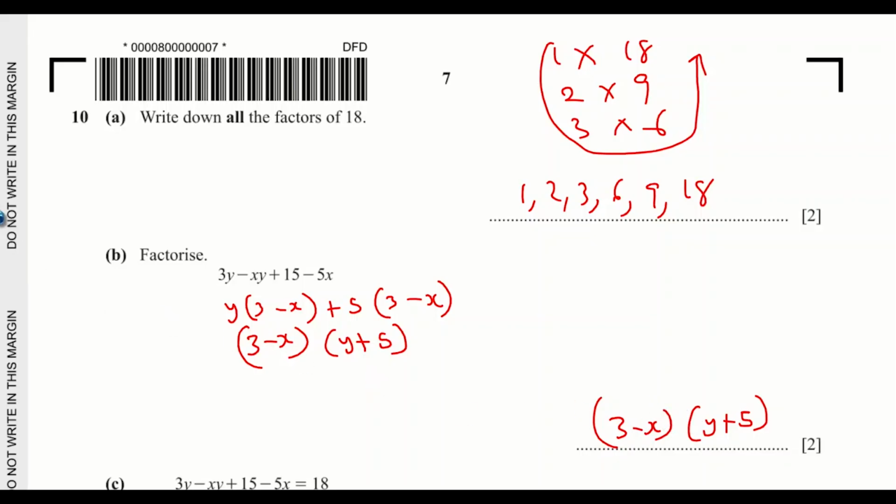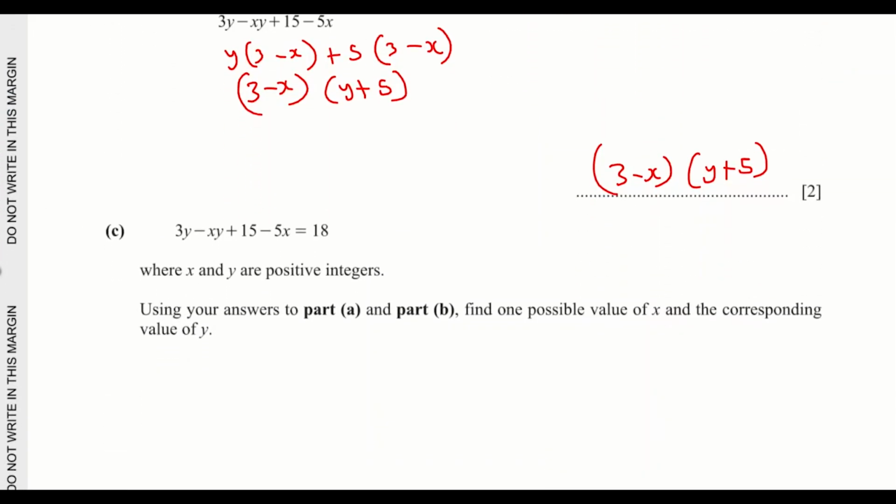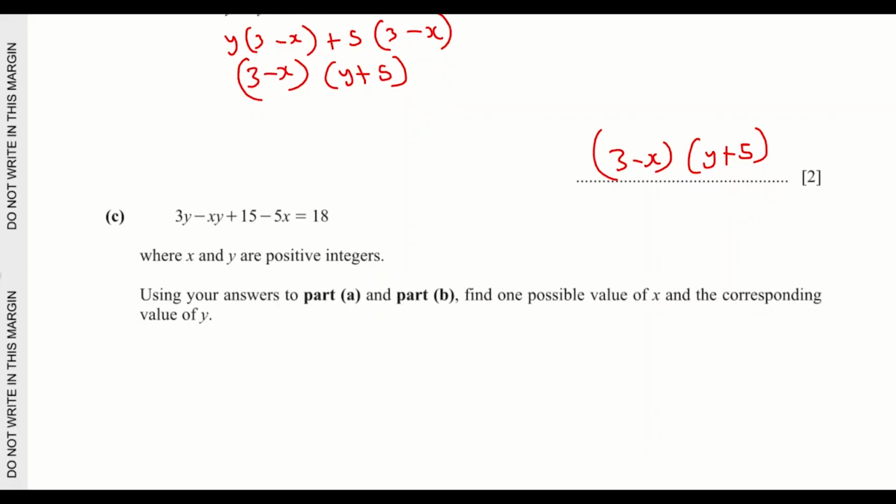Then part C, 3y minus xy plus 15 minus 5x equals 18, where x and y are positive integers. Using your answers to parts A and B, find one possible value of x and the corresponding value of y. For this, in part B, we factorized this to be 3 minus x into y plus 5. Then from part A, we got the factors of 18.